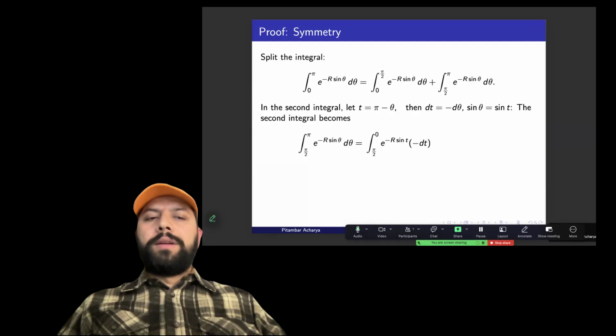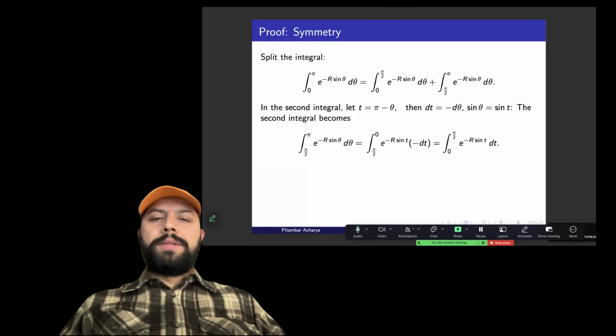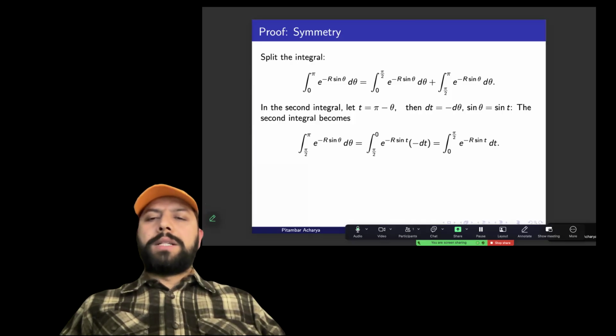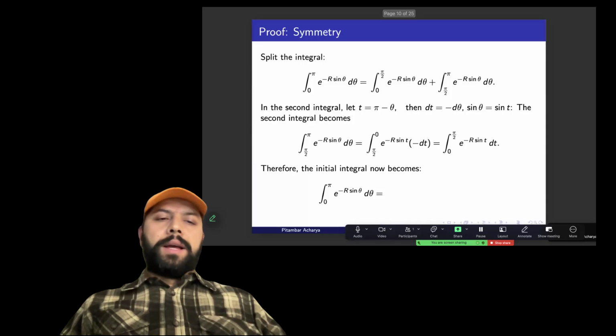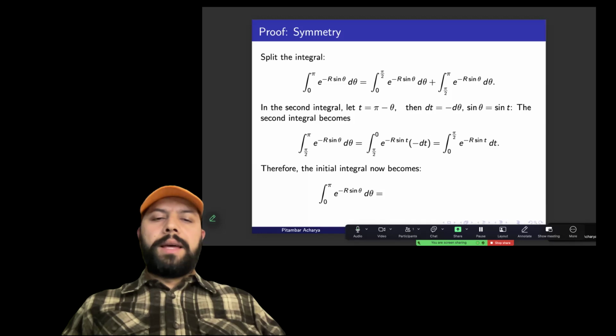This is equal to, we convert theta into t. So the lower value will be pi over 2, and then the upper limit will be 0 now, and e to the negative r sine t, and d theta is converted into negative dt. If we take the negative sign in the front and interchange the limits, then negative times negative would be positive. So our final result will be integration from 0 to pi over 2 e to the negative r sine t dt.